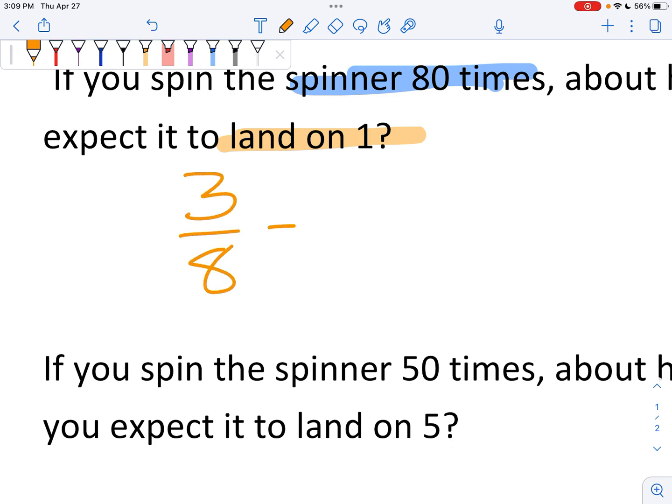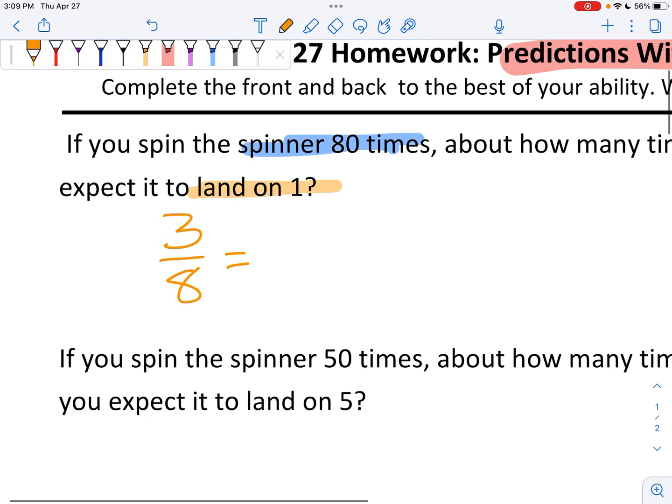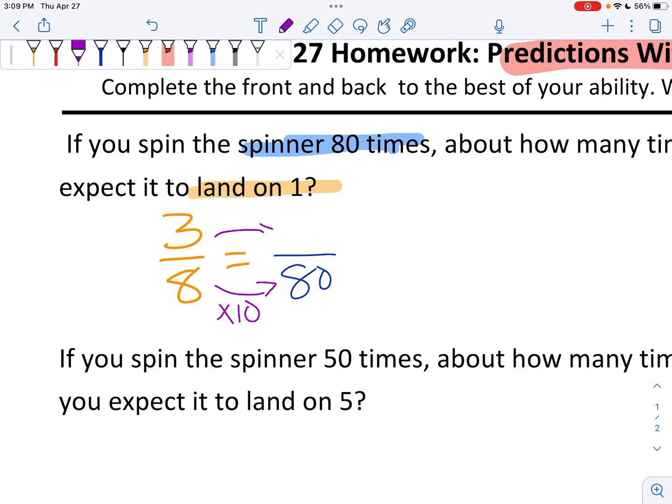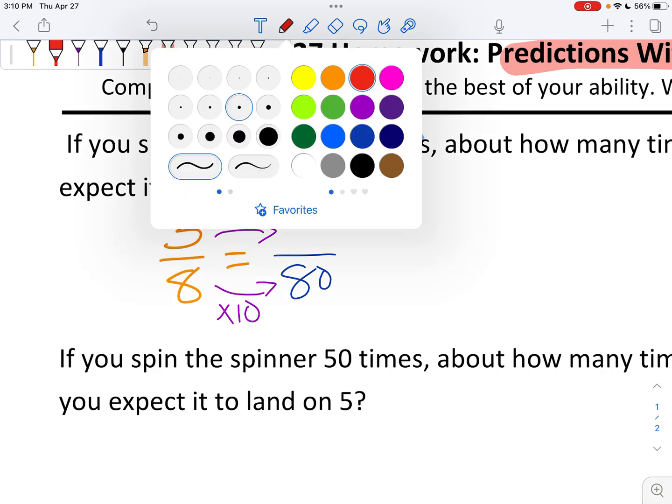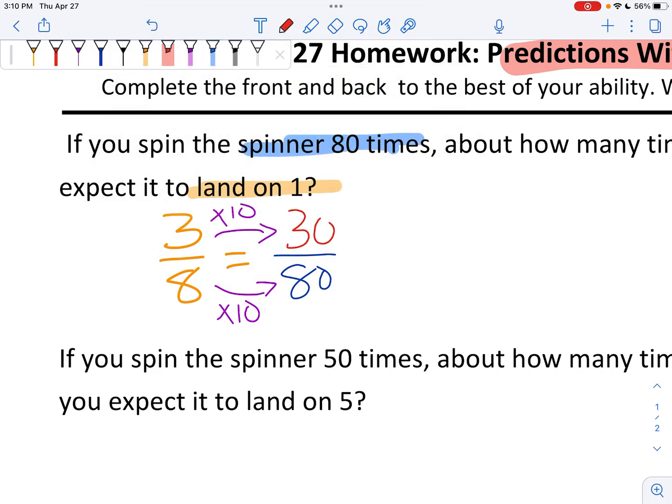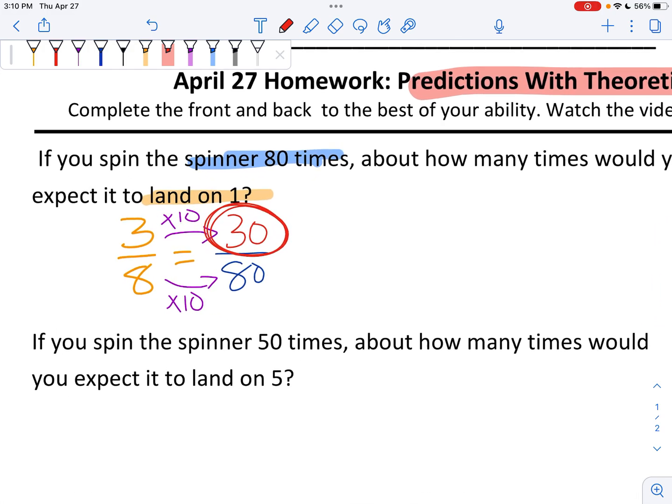But we're not going to spin it 1 time. We're going to spin it a total of 80 times. So I'm going to write an 80 on the bottom and think, how can I make 8 become 80? Well, that's times 10. So on the top, 3 times 10 is 30. So 30 out of 80 is my answer.